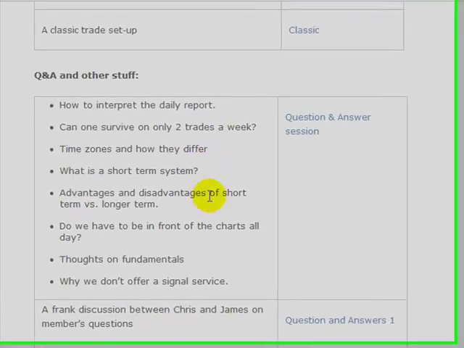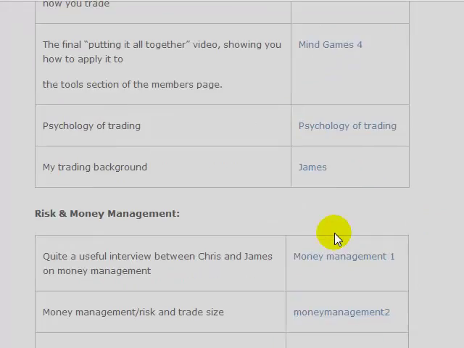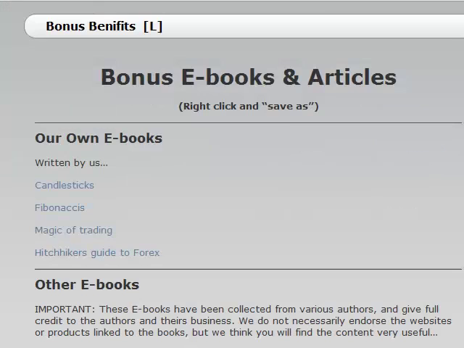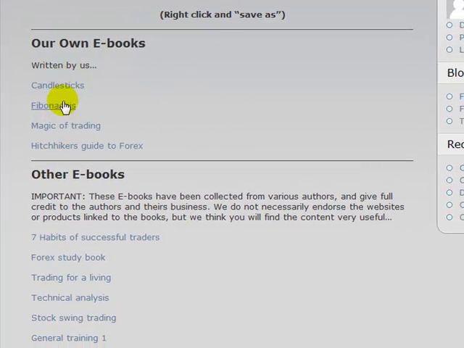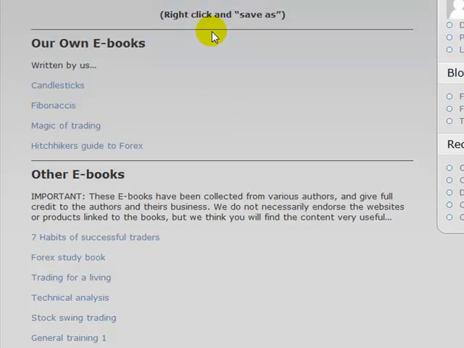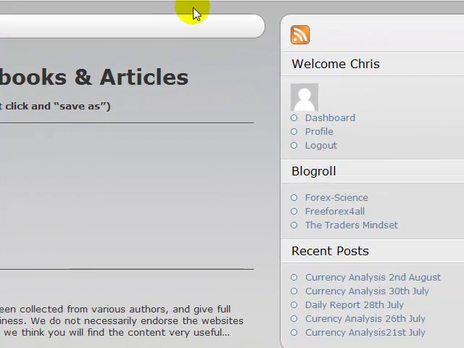Lots of questions and answers and other things like that. There's a whole lot of other material, a whole lot of other sections. Here, as I said, are the main links to the products above. There's another long-term trading system, Extreme Swing, which is an end-of-day system. And then there's areas like bonus benefits, where you get a whole lot of ebooks and products written by James, and a whole lot of other material that we managed to get from other contributors.